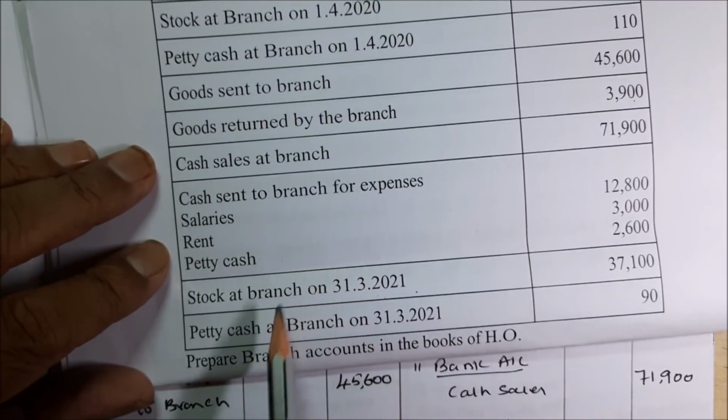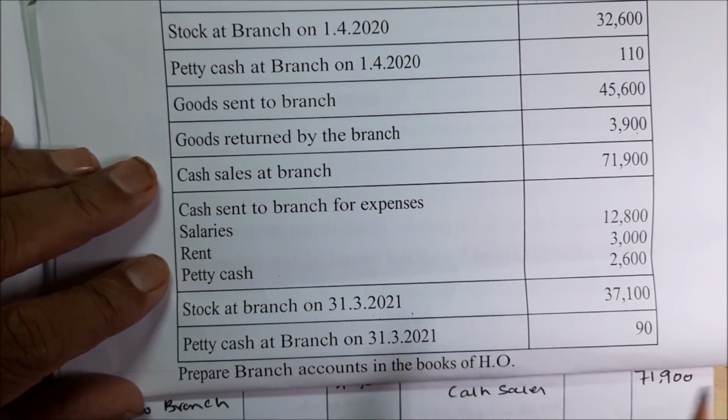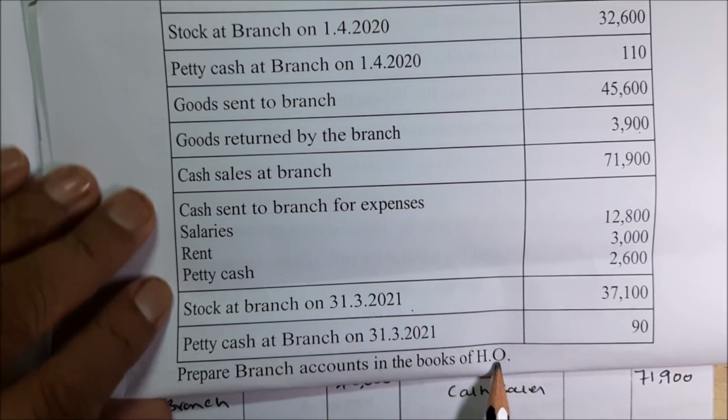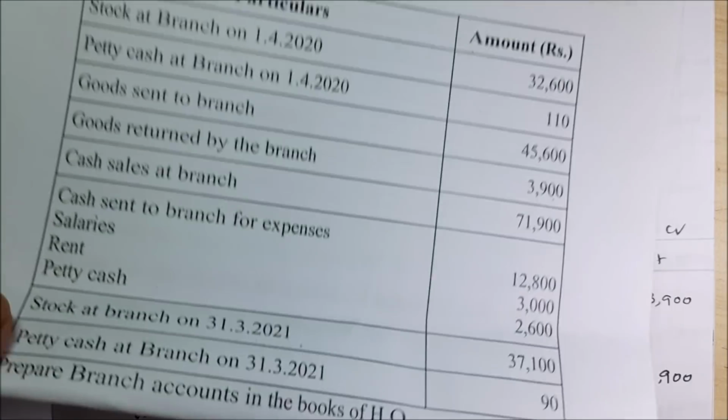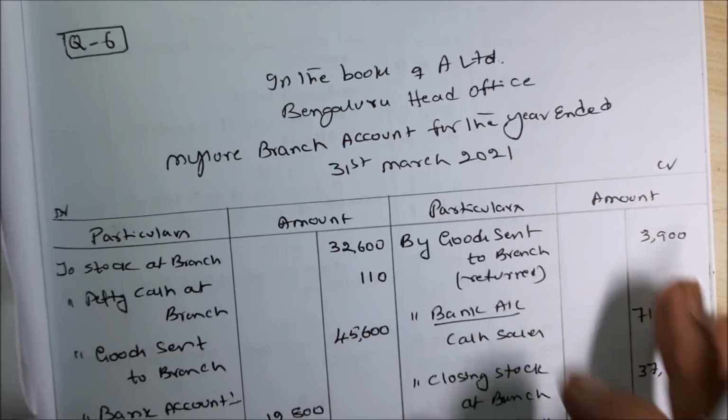When you have an opening balance, you should have a closing balance. You should always remember you will have both the balances, right? Prepare branch account in the books of head office. So here it is very easy. Only one thing is you have to prepare the accounts. What is the account that you have to prepare?